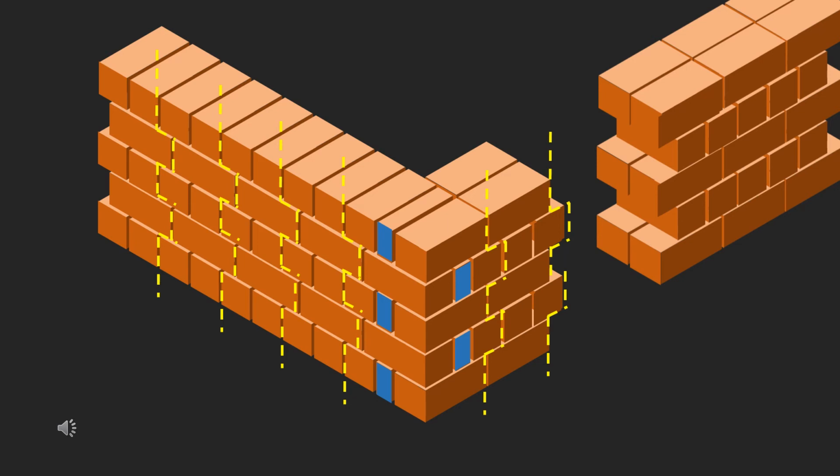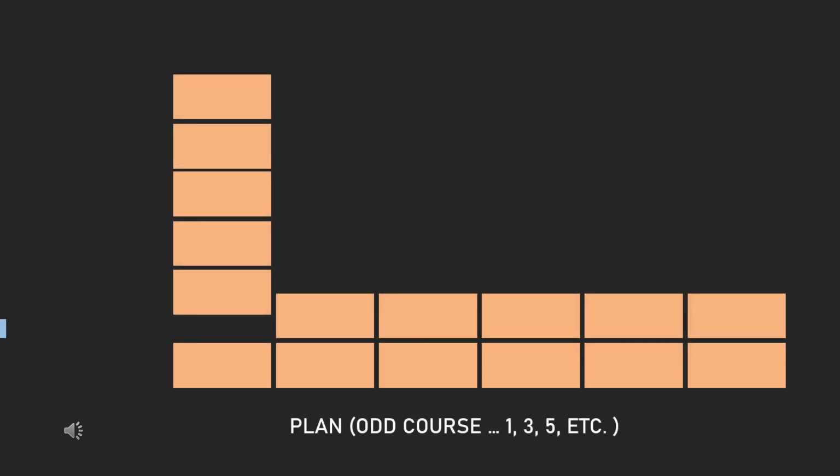And this is because of the introduction of a small member known as the queen closer half. So it is this small type of brick called the queen closer half, shown here in the blue color, which is responsible for breaking the vertical joints and creating a toothed or zigzag pattern of vertical joints.